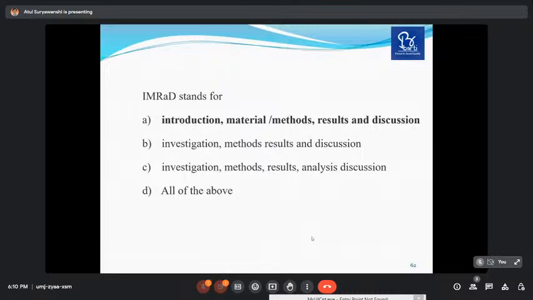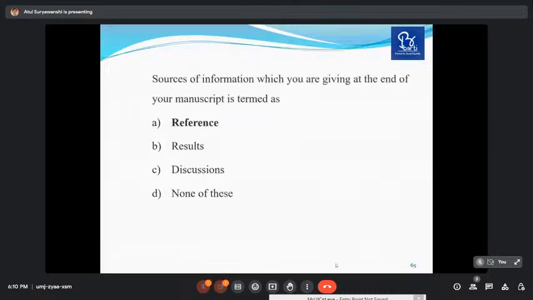Sources of information which you are giving at the end of your manuscript is termed as? So the source of information which we cite at the end of the research project is a reference. I told you, references of books, websites, newspapers, articles, and many more.